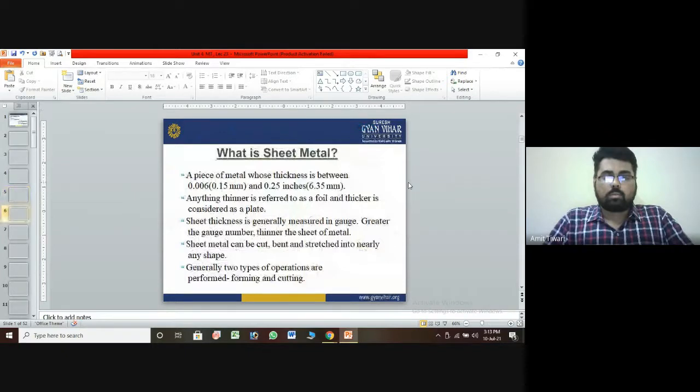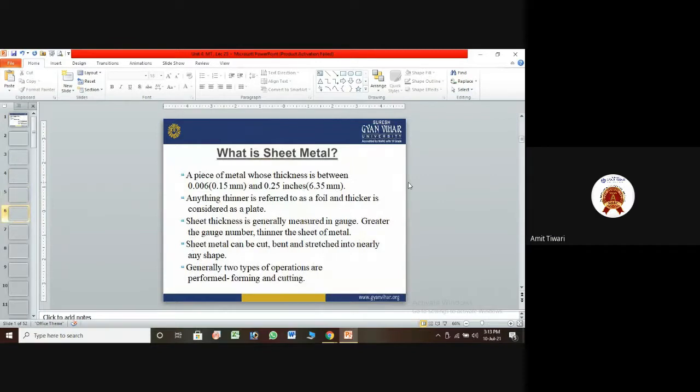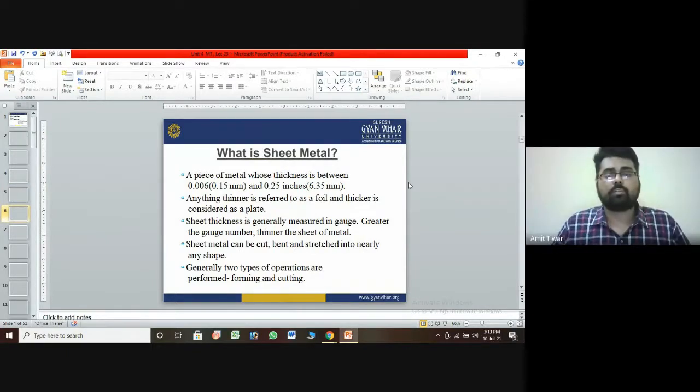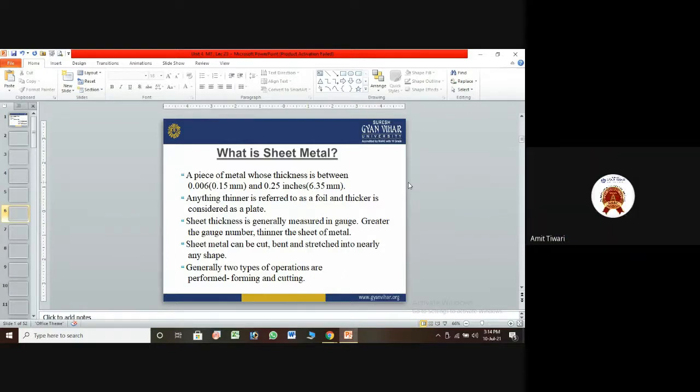Further, what is sheet metal? Basically, it is a piece of metal whose thickness is between 0.006 inch, that is 0.15 mm, and 0.25 inch, that is 6.35 mm. Anything thinner is referred to as a foil, and anything thicker is considered a plate. I repeat: anything thinner is a foil, and thicker is a plate. Sheet thickness is generally measured in gauges. The greater the gauge number, the thinner the sheet of metal.